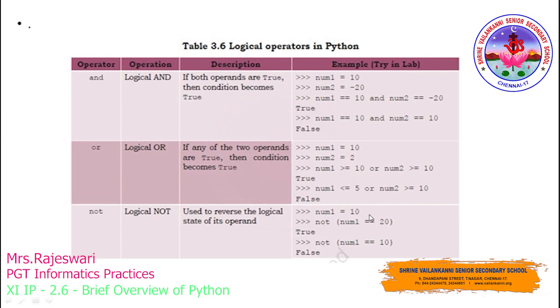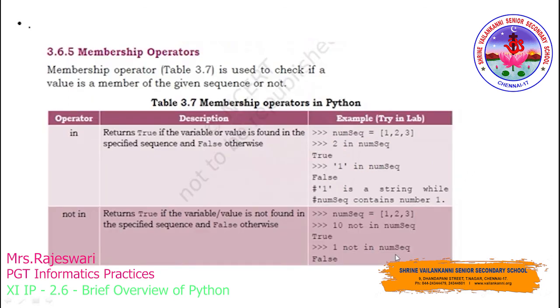And here num1 equal to 10 they have provided, not of num1 double equal to 20. So they have provided an expression, so not operator, which is the opposite we have to find out. So num1 double equal to 20, where it is not, that is, it is not equal to 20, where the condition is true, so it has returned true. But here num1 double equal to 10, not operator they have used, much similar to the meaning of not. Yes, so num1 double equal to 10, here the num1 value is 10, so the result will be written as false.